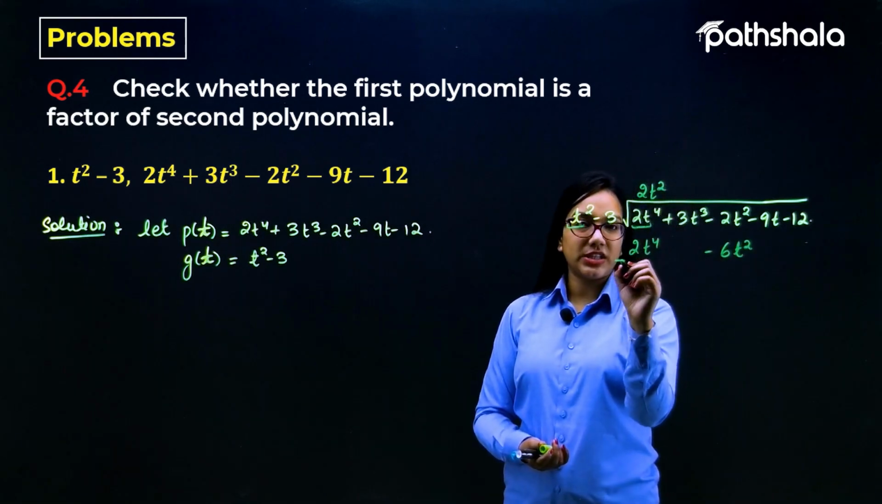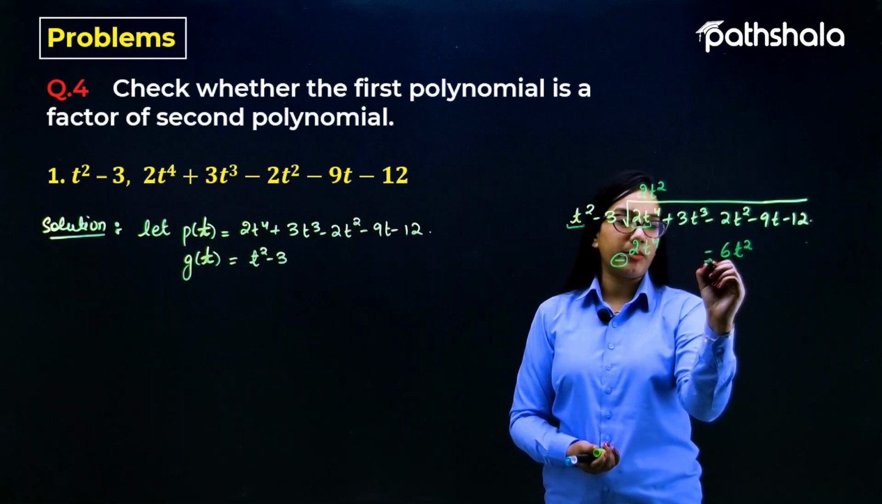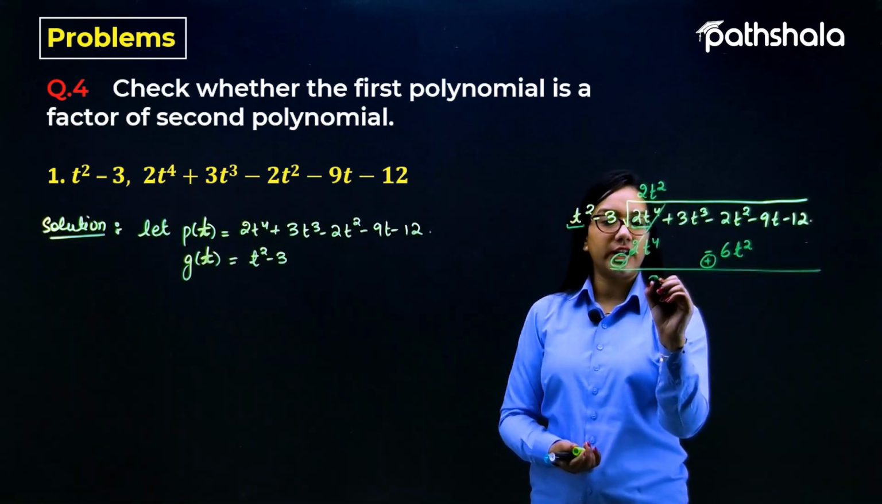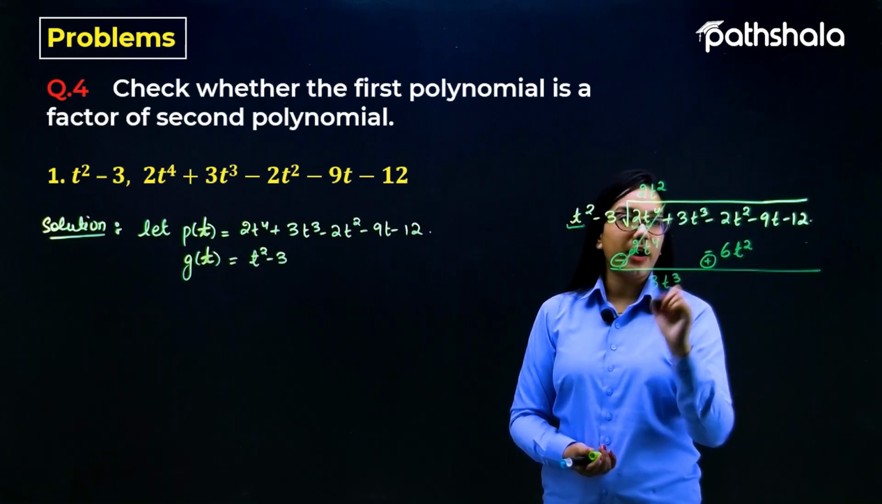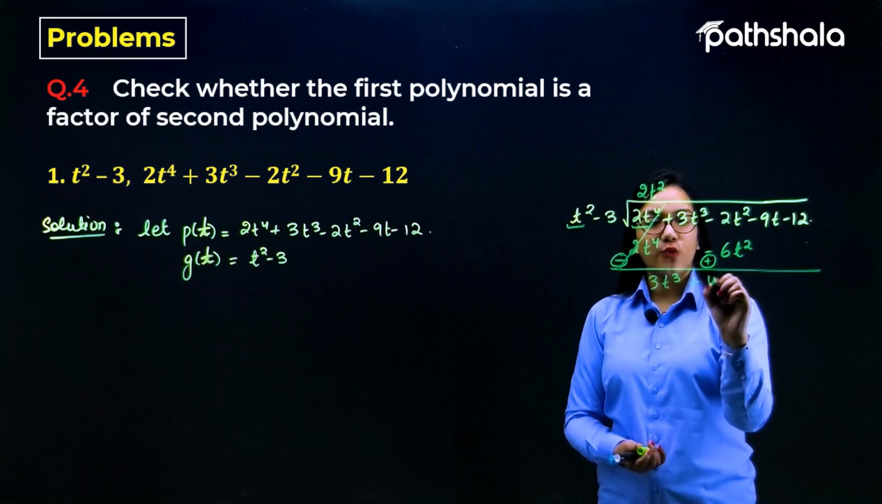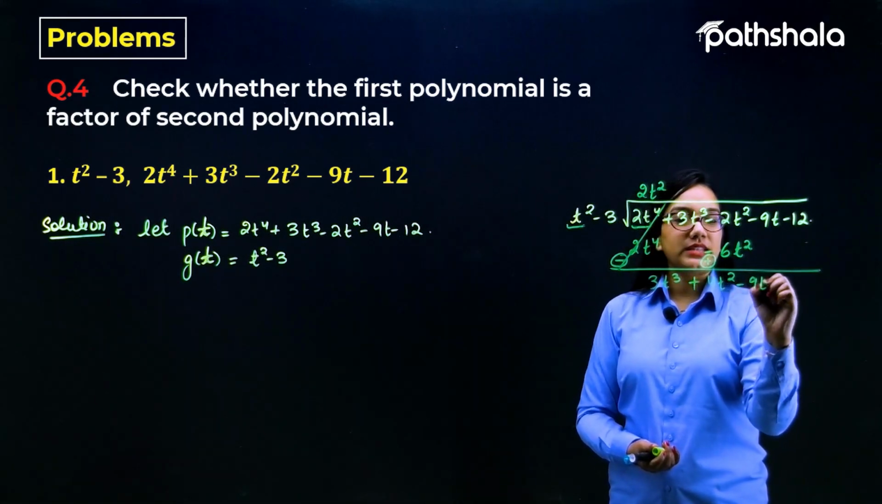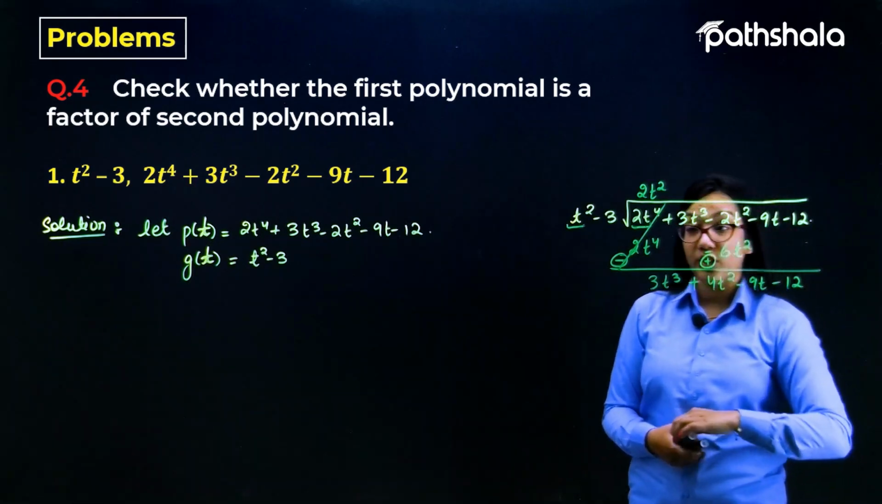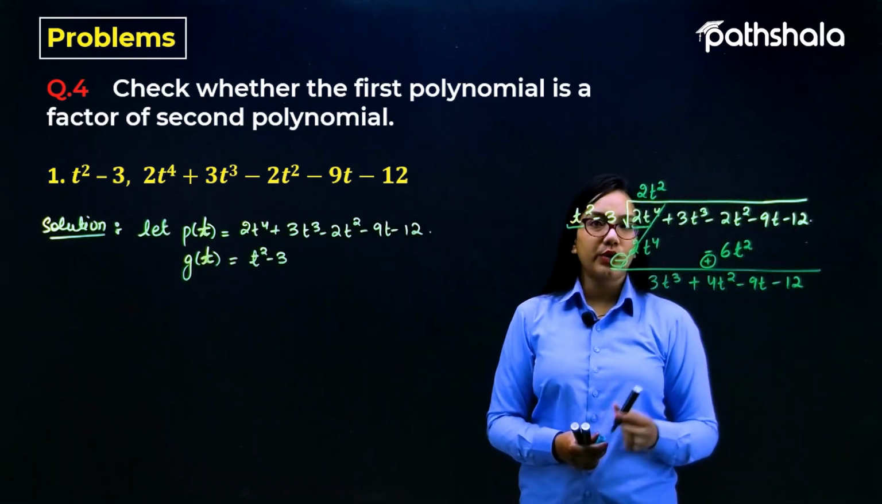So let's change the signs: negative becomes positive, and hence both of these terms get cancelled with each other. We will get 3t cube plus 6t square minus 2t square, which is plus 4t square, minus 9t minus 12. Again, the degree is not less than the degree of the divisor, so we have to continue the process.